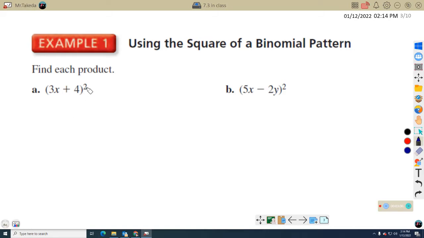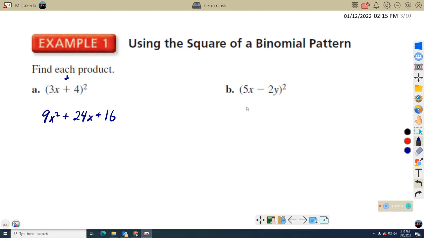3x plus 4, quantity squared. I take the first term, square it. So that's going to be 9x squared. The middle term, this is plus, so the middle term would be positive. 3x times 4, 12x. 12x doubled, 24x. Then finally at the end, 4 squared is 16. That's it. That's what you have to do.